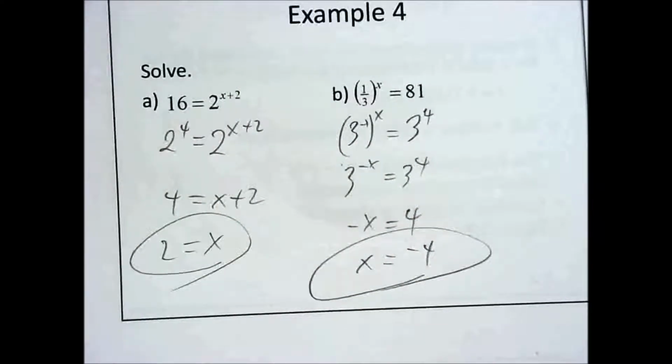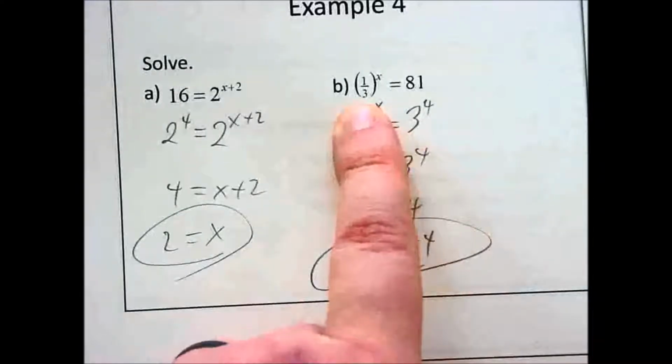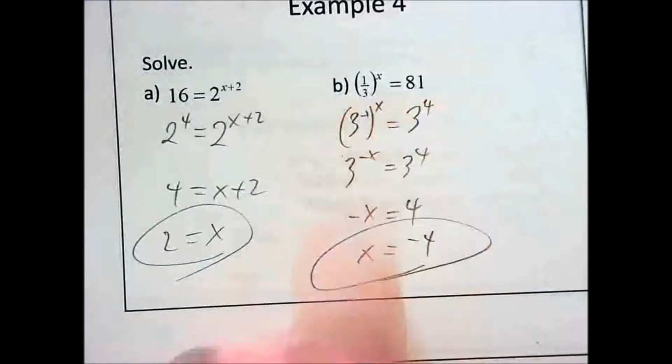What good does it do us that x equals -4? What that means is 1/3 raised to the -4th will give you 81. Why don't I just plug that in my calculator? What are you plugging into your calculator? I don't see how this is useful. Just keep going.